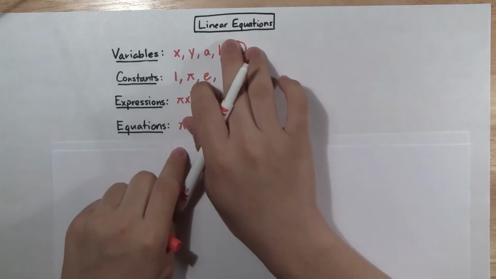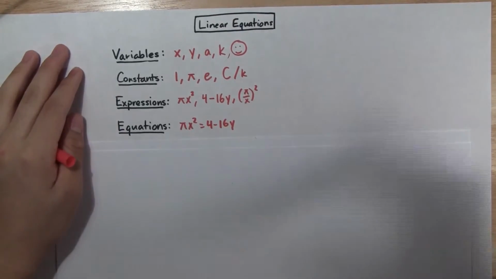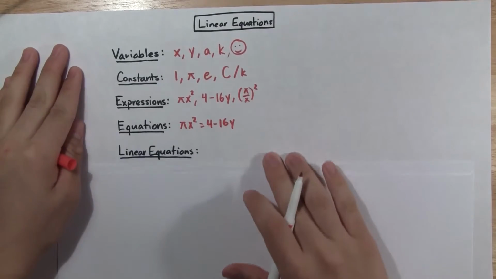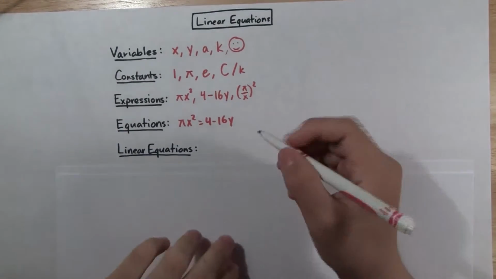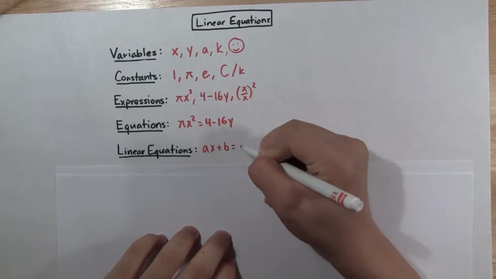And so the topic of this video is linear equations. So what is a linear equation? What's different between that and just any other equation? Well, a linear equation is of this form: ax plus b equals 0.